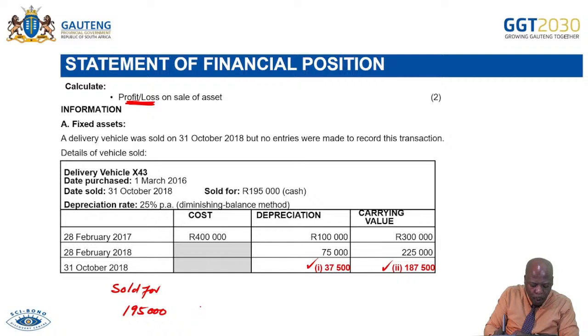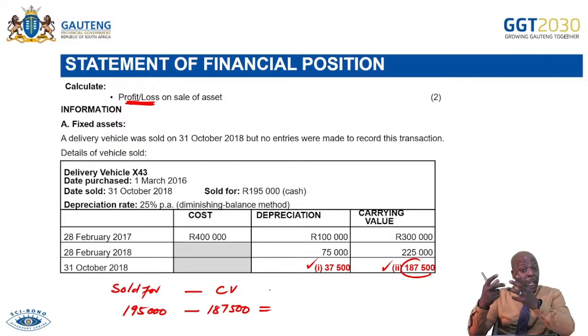Now that it was sold for 195,000, we want to know how much was its carrying value. In other words, how much was it worth when we sold it? Its carrying value is 187.5. Okay, so we sold it for 195, yet its carrying value was 187,500. So we want to know, did we make a profit or a loss? So we sold it for 195. We got 195,000 when selling this asset. Yet its value was not 195. It was 187. Are you following?